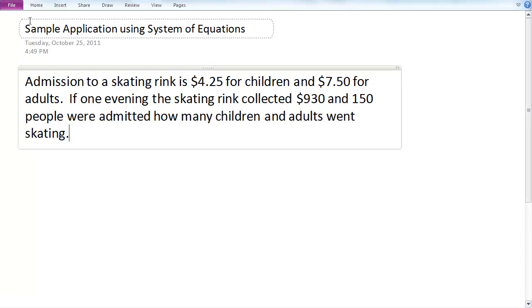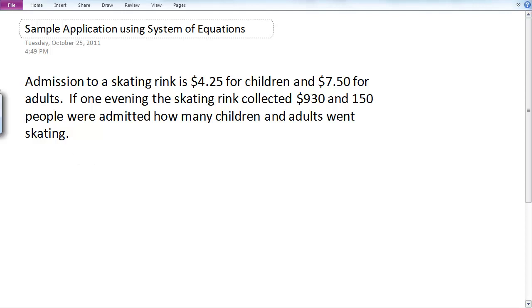Okay, I'm going to go through a sample application using systems of equations. And here we have the problem. Admission to a skating rink is $4.25 for children, $7.50 for adults. If one evening the skating rink collected $930 and 150 people were admitted, how many children and adults went skating?